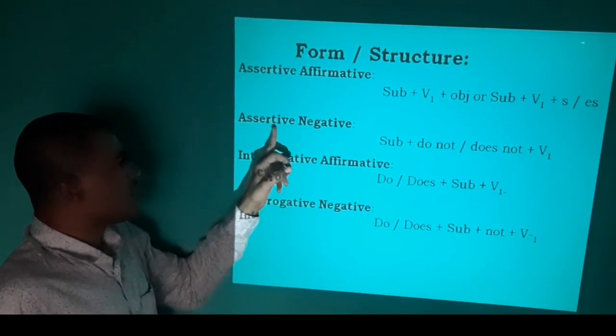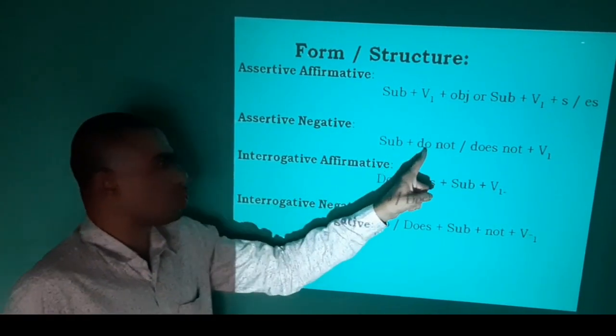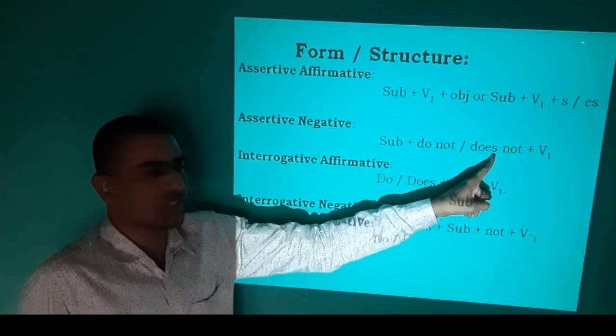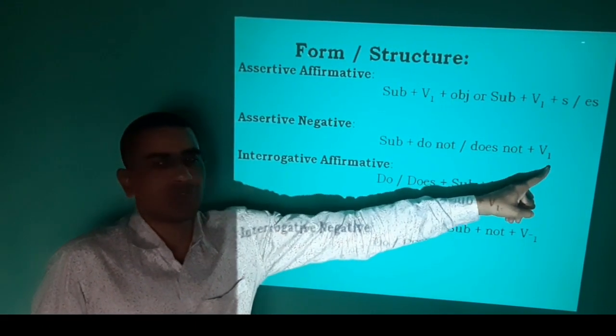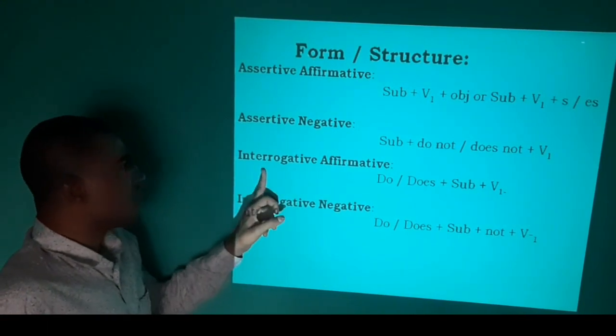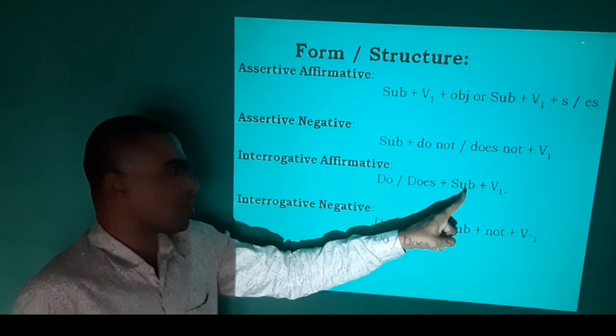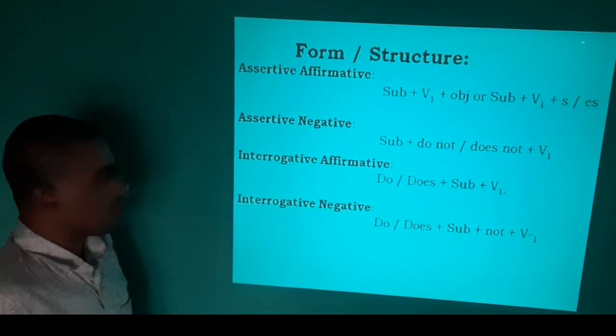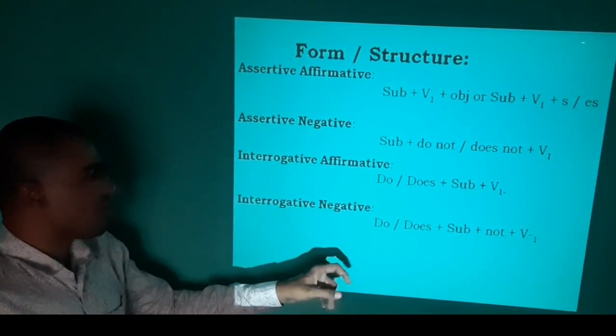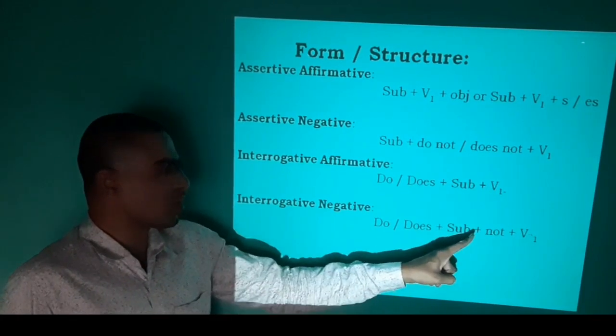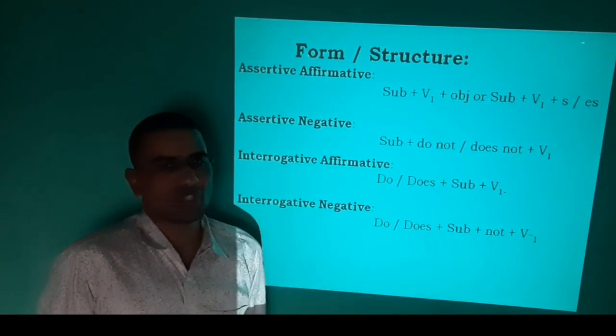Next, assertive negative, we get subject plus do not or don't, does not or doesn't, plus first form of the verb. And then interrogative affirmative, interrogative positive, we get do or does plus subject plus first form of the verb V1. And then interrogative negative, we get do or does, subject plus not plus first form of the verb.